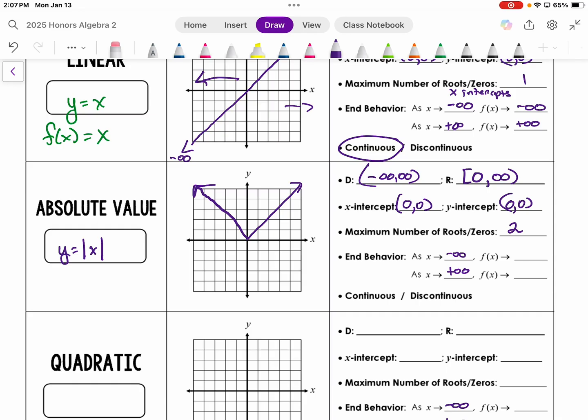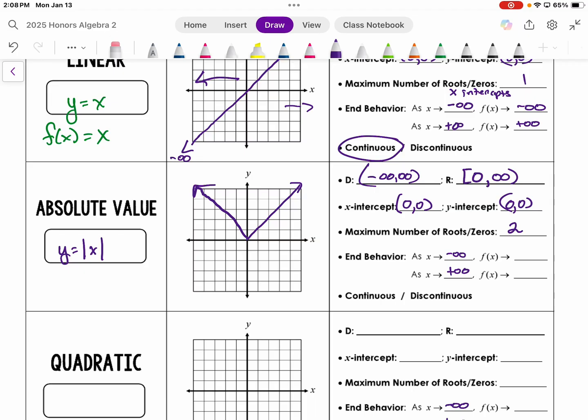Okay, you can have none. Well, that would require me to take that V and shift it up, and it never gets close to that x-axis. But the maximum you can have is 2. Okay, and we'll explore that more tomorrow. That's what tomorrow is: absolute value. It's focusing on just that function.